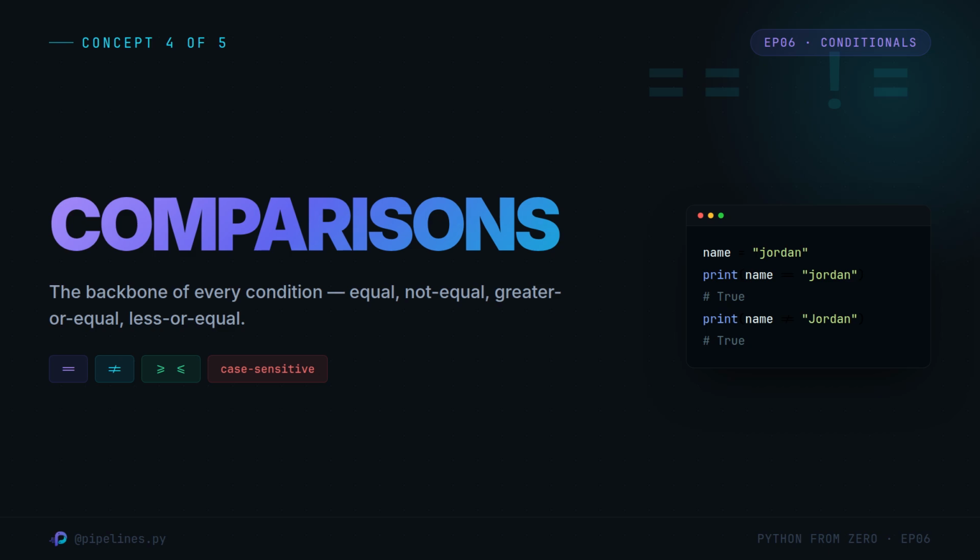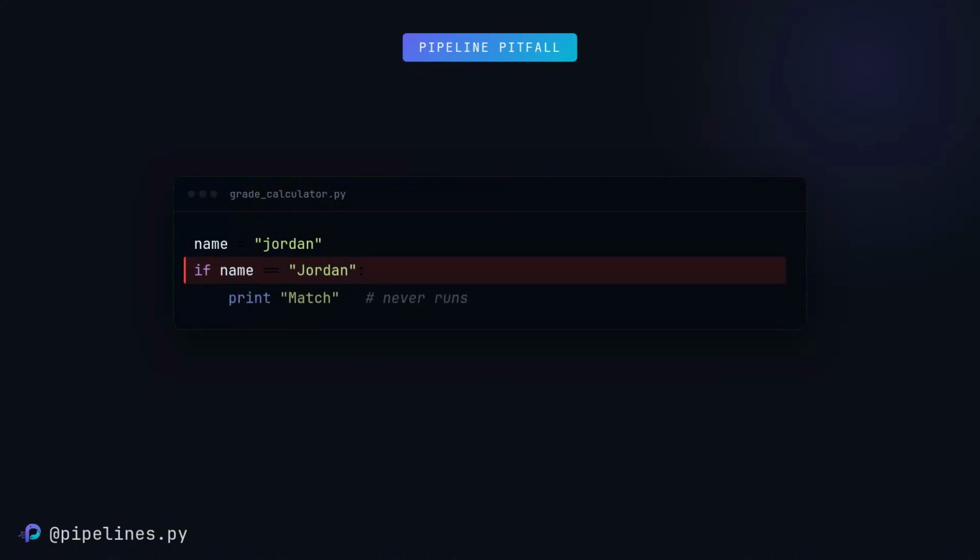Since they're the backbone of every condition: double equals checks if two things are equal, not equal to checks if they're not equal, greater or equal, and less or equal. These work the same way on numbers, strings, even booleans.